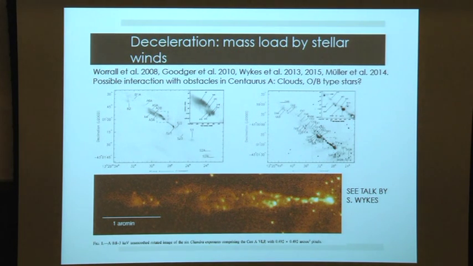And the last part of my talk will deal with mass load by stellar winds in jets, and there have been a number of papers on this. The observational motivation comes mainly from Cen A, which is a nearby jet, and you have all these spots there which have been interpreted by several authors as clouds or stars with, let's say, powerful winds. And Sarkowicz will be talking about this later.